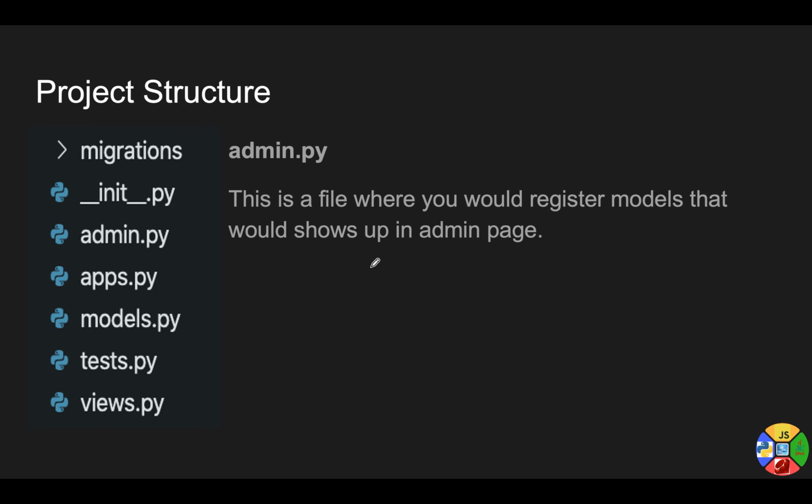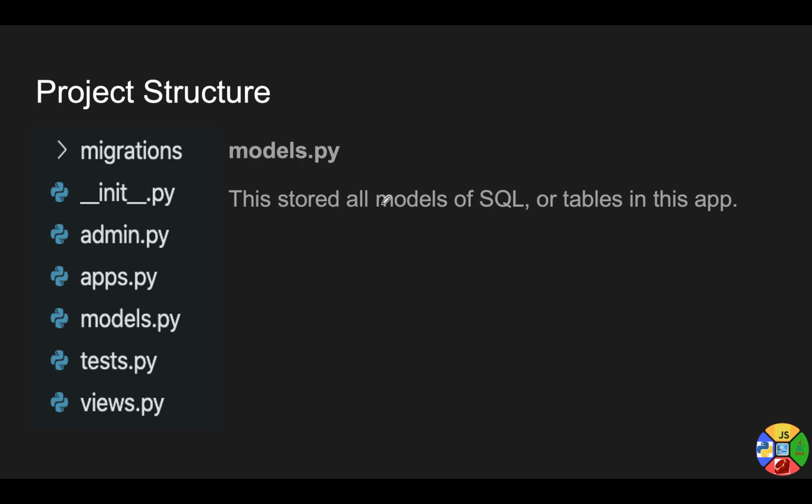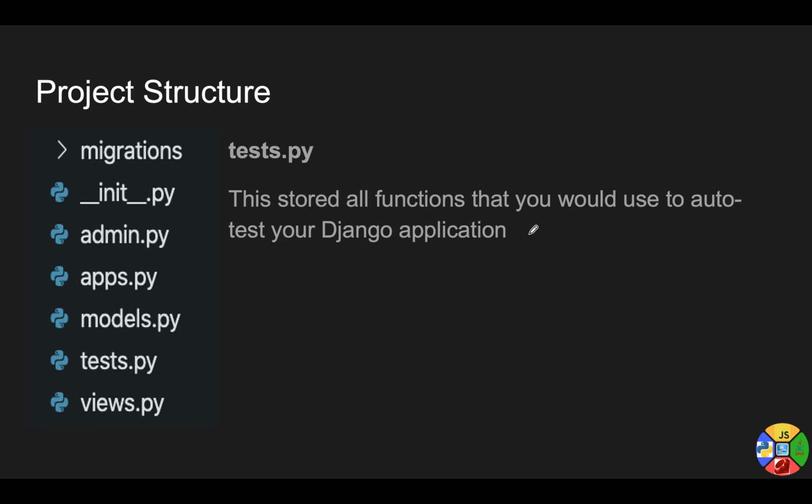admin.py is the file where you register models that will show up in the admin page. apps.py stores some configuration for this app. You don't have to change any contents in this file, I think. models.py stores all the SQL models or tables in this app. Recall that in Flask, we have to manually add tables. Flask doesn't even natively come with a database, so we have to add the tables on our own, which can be tricky sometimes. Django actually helps us skip this process by allowing us to create SQL models.